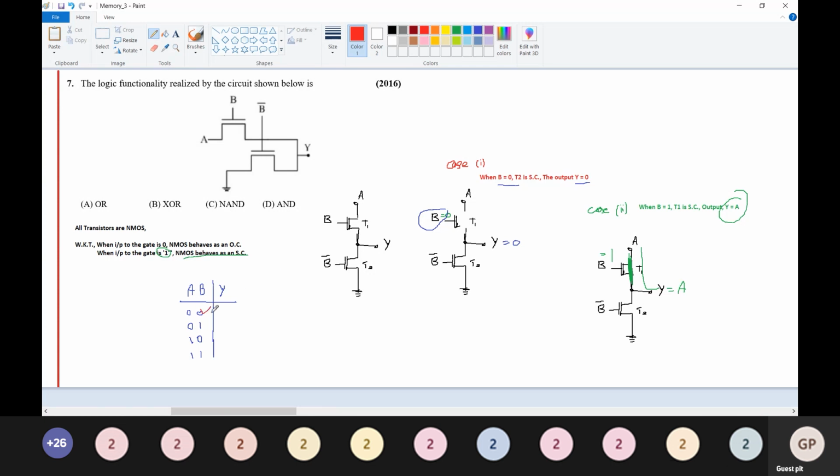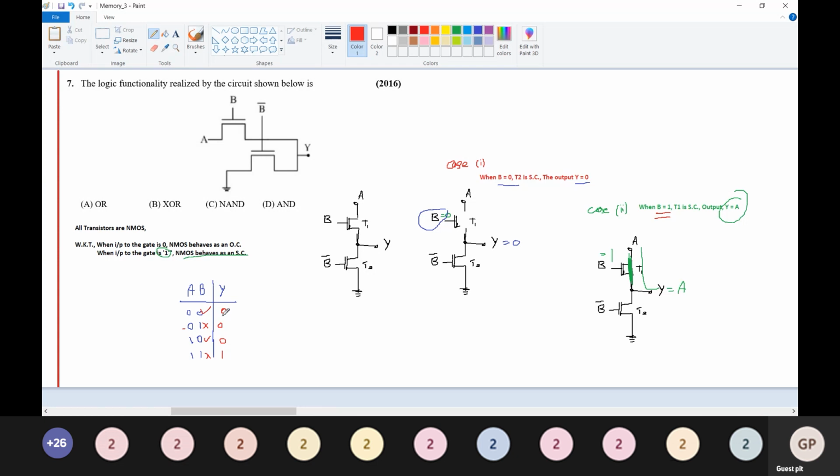When B equal to 0, Y is equal to 0. And similarly, when B is equal to 1, Y is equal to A. Right here, Y is equal to A. What is Y equal to A? That means here it is 0, so here also it is 0. Here it is 1, here also it is 1.